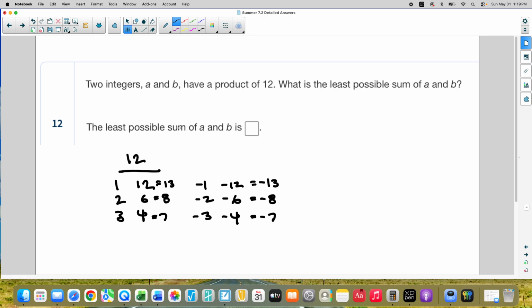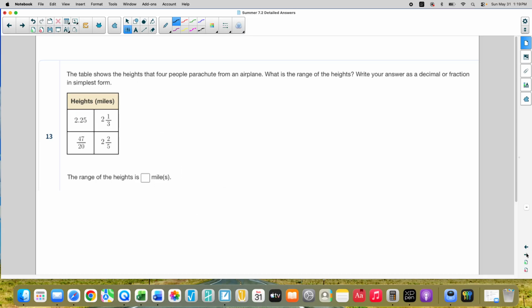So the least possible sum of A and B is going to be negative 13. That's going to be a very tricky answer. I bet you a lot of students get number 12 incorrect. So because we need to be able to see that product, two negatives make a positive 12.